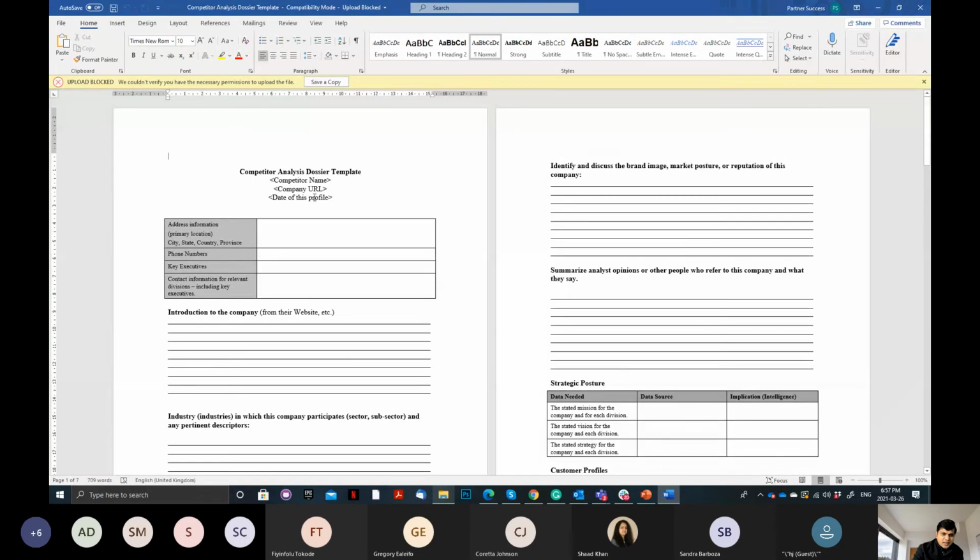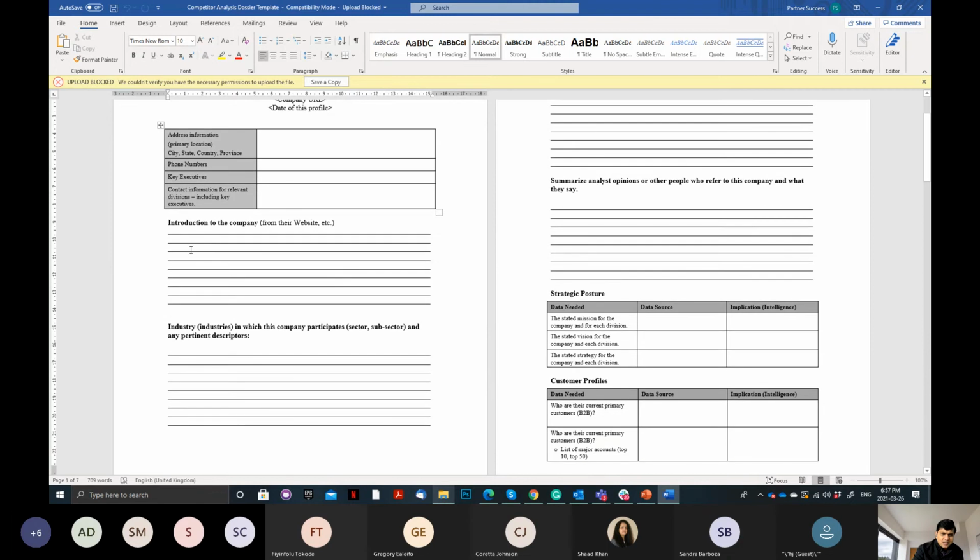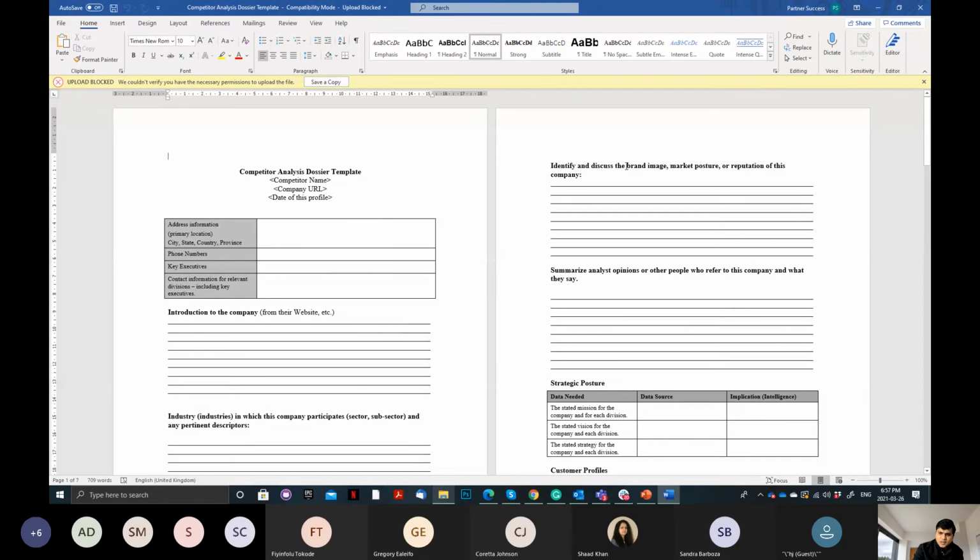If you are doing a competitor analysis, you can put their name, URL, and profile, where they're located, phone numbers, who the key executives are, what different divisions they have, and what that company actually does. I also gave an example from the website. You can take what that company as a whole does, and which industry it is focusing on. This is something we already talked about: industries, sectors, and subsectors. Identify and discuss the brand image. What kind of brand image do they have? What kind of market acceptance? What is the reputation of this company?